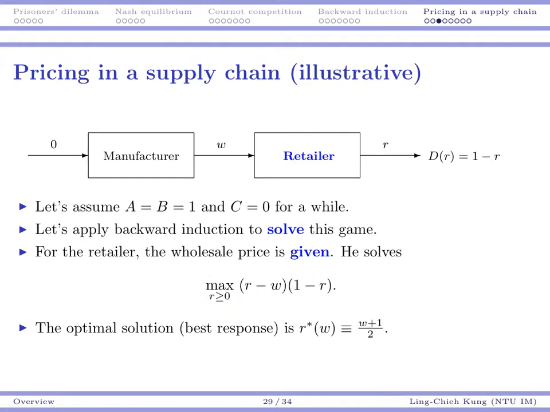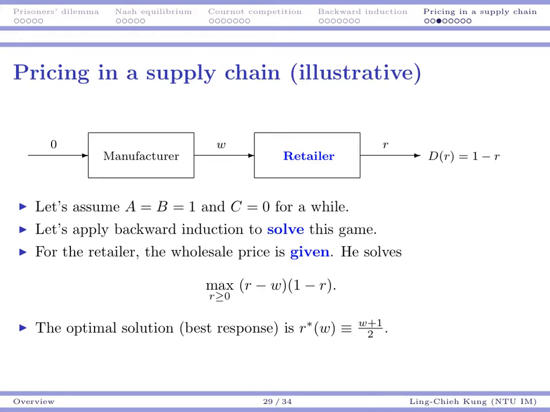R minus W is the margin, and 1 minus R is the resulting quantity. With this, immediately we can solve for the optimal solution here. W plus 1 over 2 is the retailer's best response to any wholesale price. Okay, this is definitely a function of the wholesale price, and we can see some intuitive results.